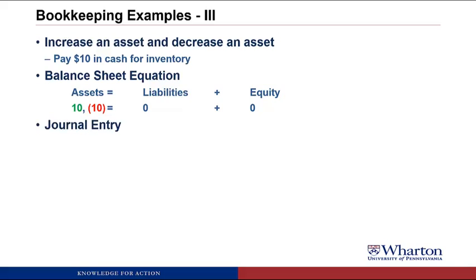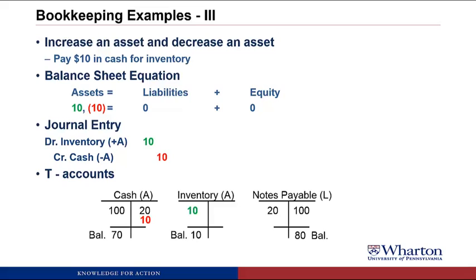For the journal entry, we need inventory to go up. Inventory is an asset, so we debit inventory by 10 to make it go up by 10. We need cash to go down. Cash is an asset. You make a debit balance asset account go down with a credit, so we credit cash for 10. In terms of the T accounts, we would have another credit to cash of 10.